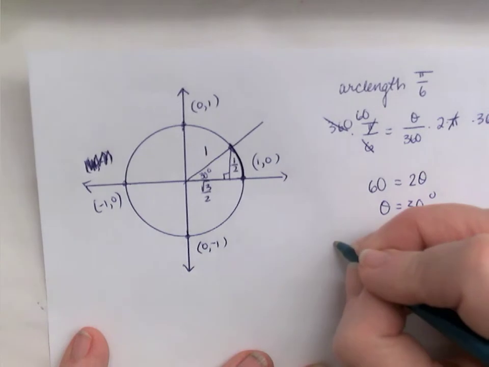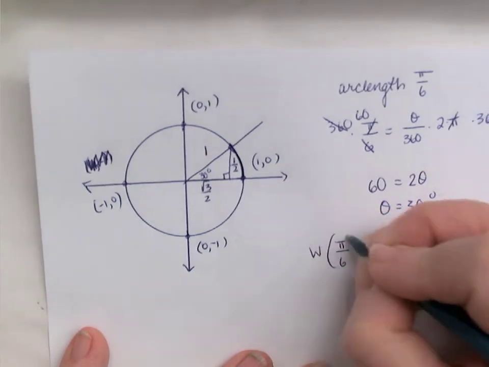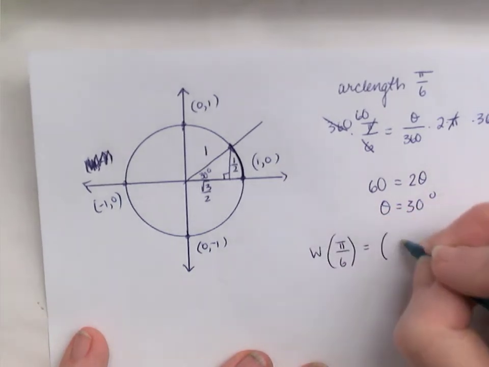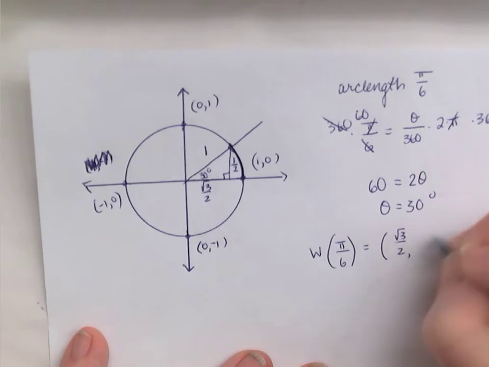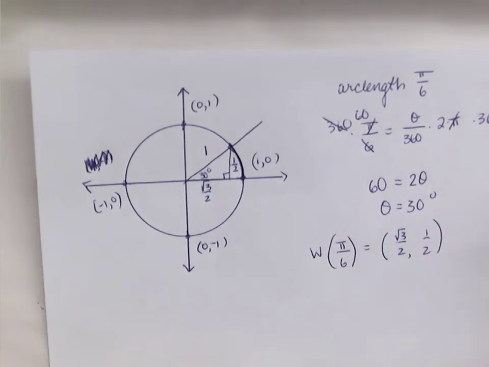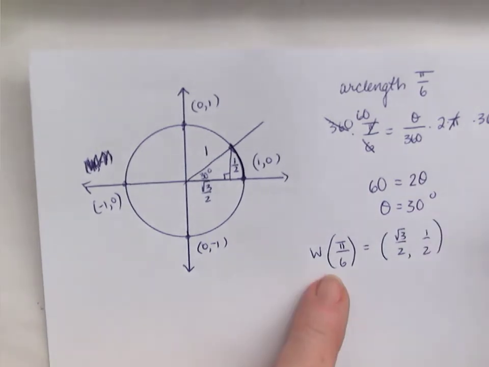So if I am going to wrap π/6 units, that's going to leave me at the ordered pair root 3 over 2 and 1/2. I am not going to worry about wrapping 2π/6 because that reduces to π/3, and we've already talked about that.